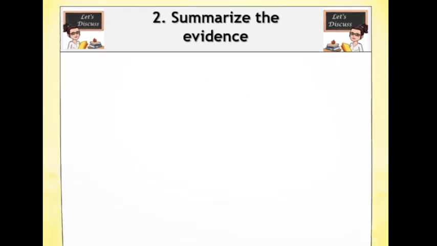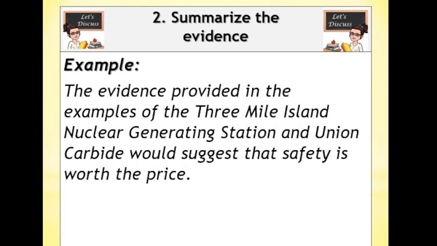Next, we have to summarize the evidence. Example, the evidence provided in the examples of the 3 Mile Island Nuclear Generating Station and Union Carbide would suggest that safety is worth the price. This is the reason why we have to write first the body before writing the conclusion. Because the conclusion should generalize what we have written in our body.